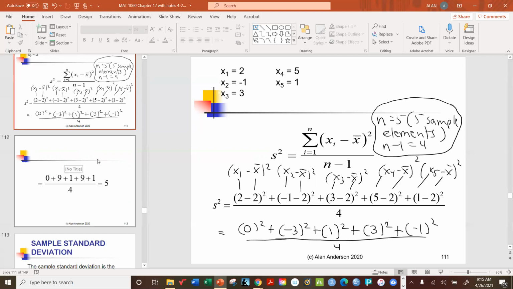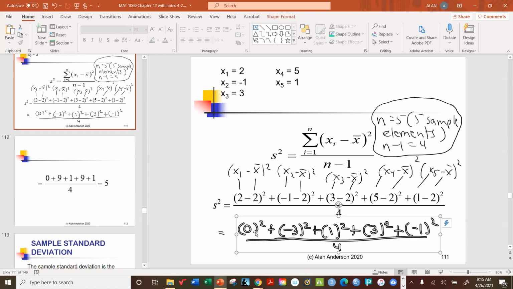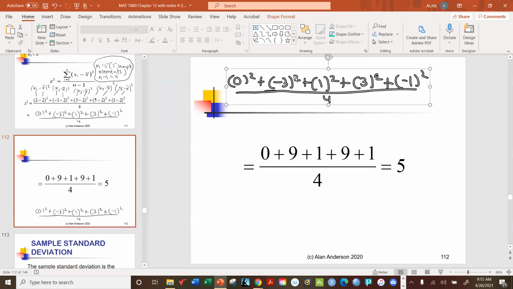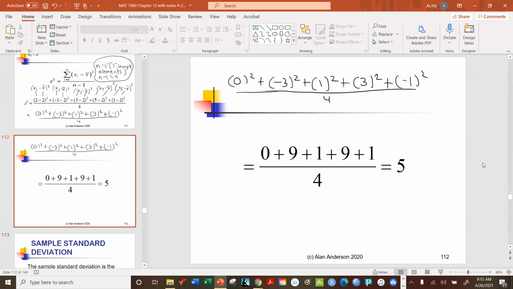All right, so what does that turn out to be? In fact, maybe I could copy this into the next slide. Let's try that. Just for reference. Okay, so you can see how that turns into here, 0 plus 9 plus 1 plus 9 plus 1 over 4. That equals 20 over 4, which is 5. So s squared equals 5. That's your variance.